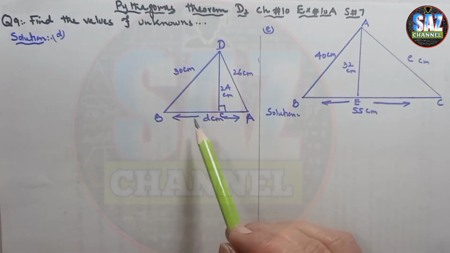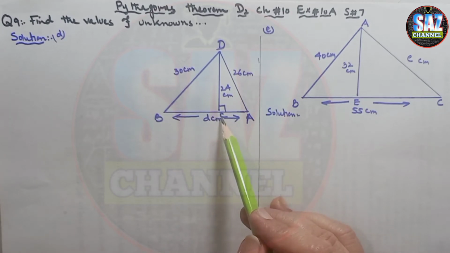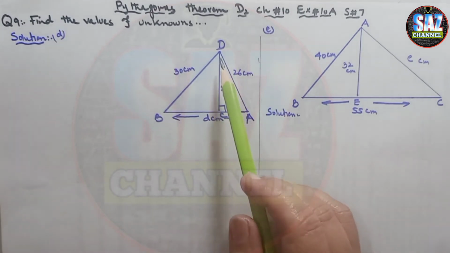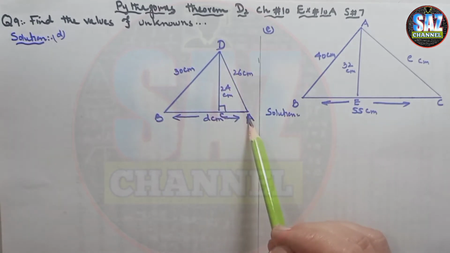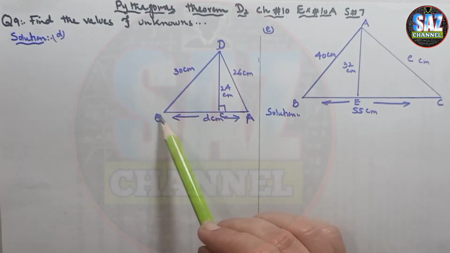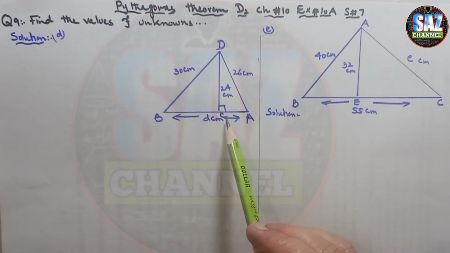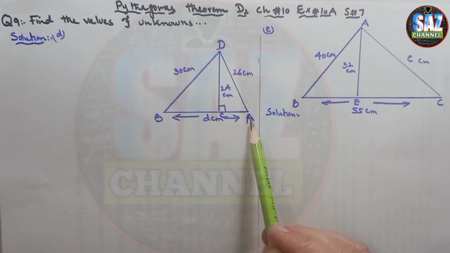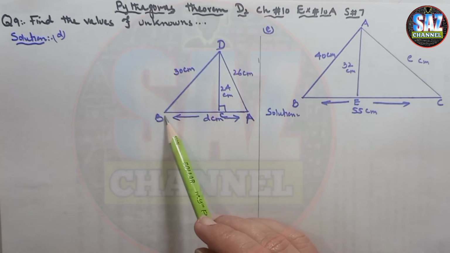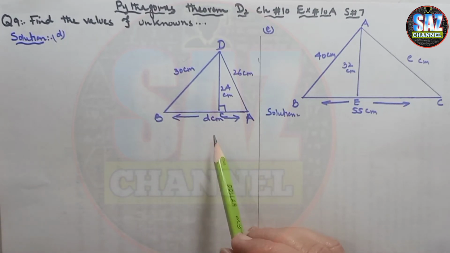In order to find the base, because the base from C to A is part of the triangle DCA and from C to B is part of the triangle DCB, in order to find the total base, we have to first do two calculations, that is the value of C to A and the value of C to B, and then finally we have to add up these two answers to get the whole base.